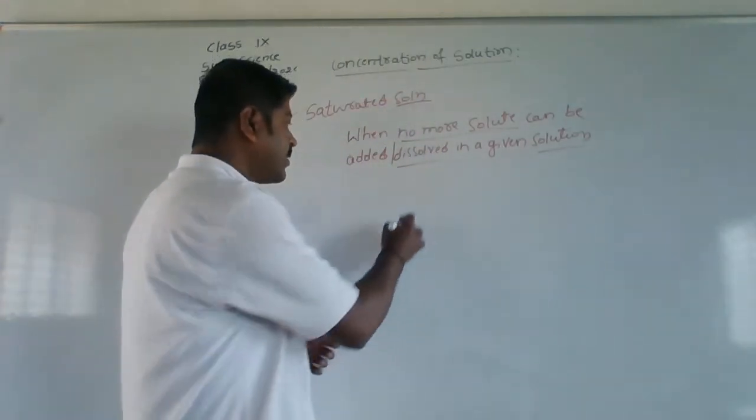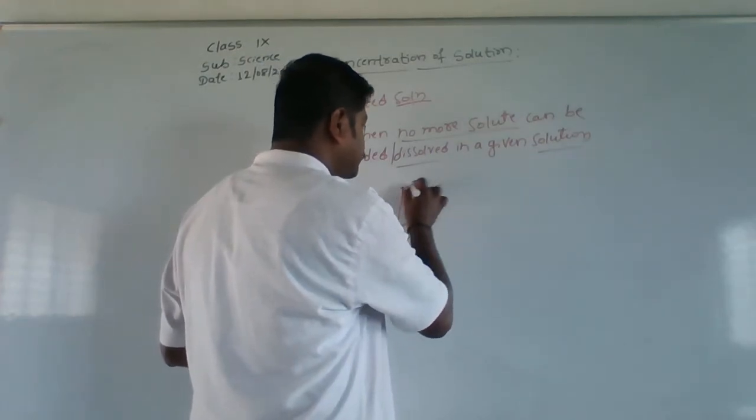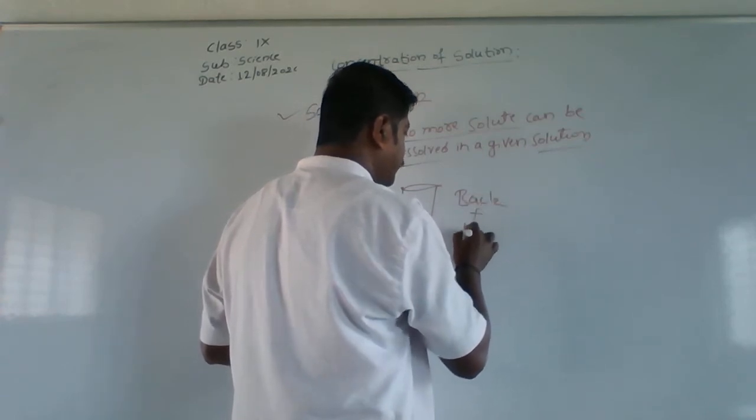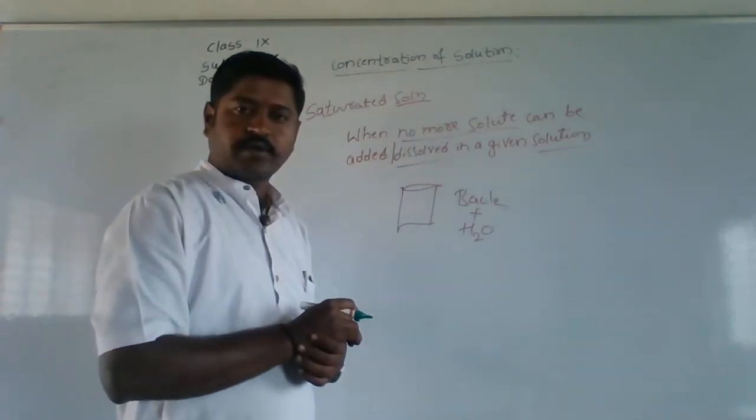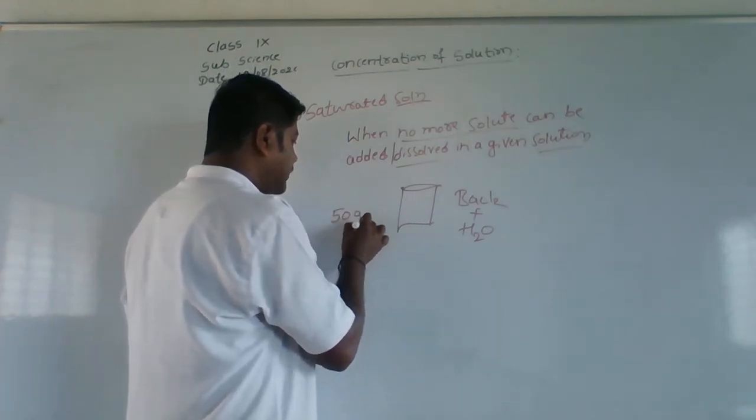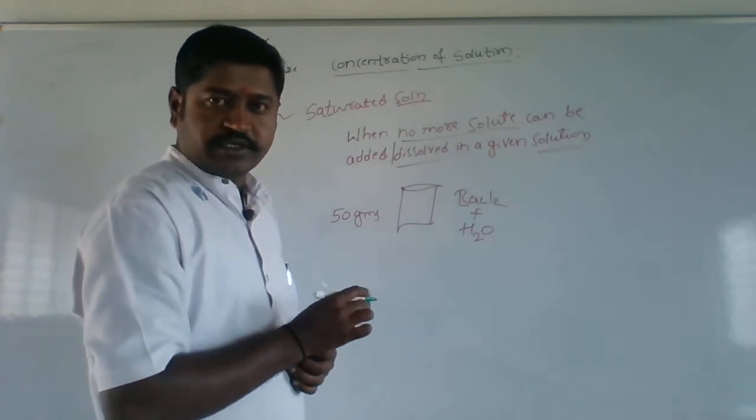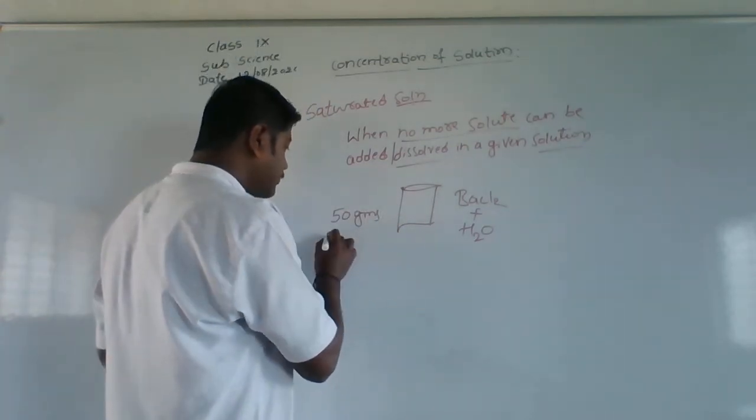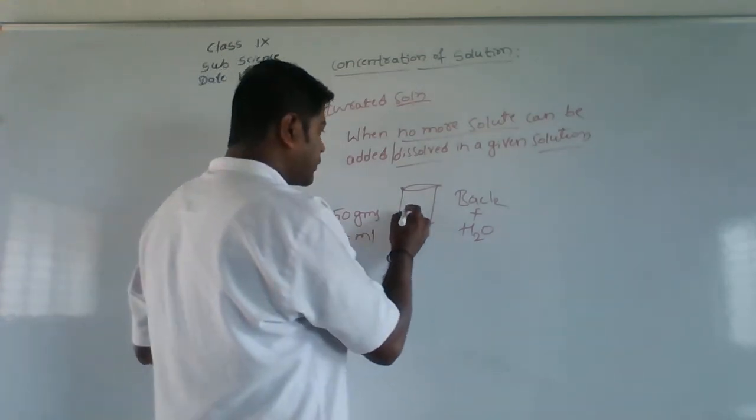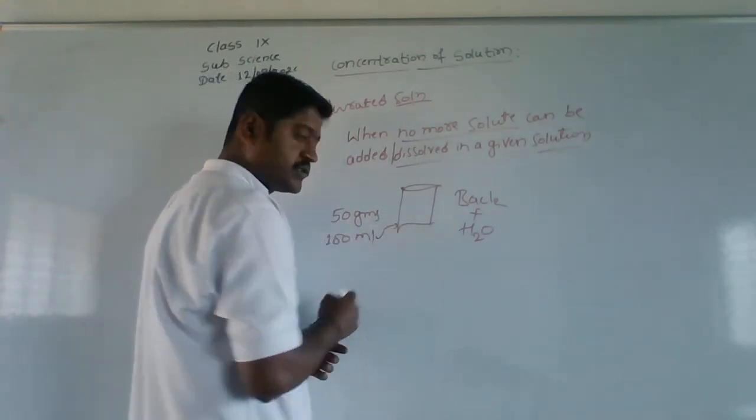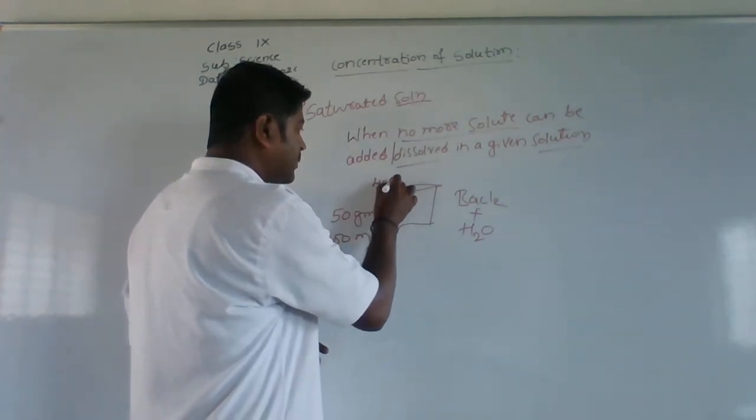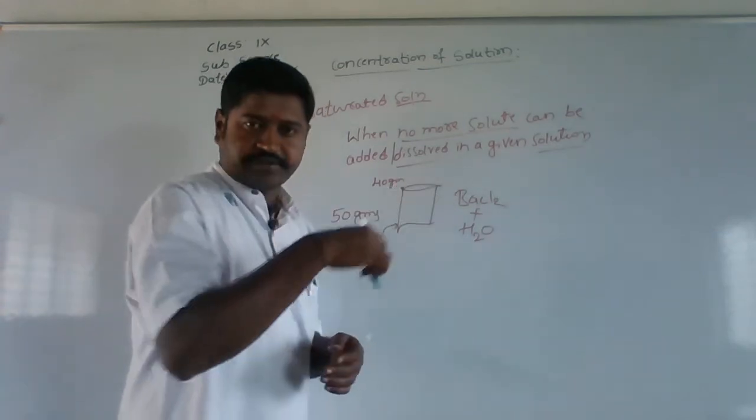Similarly, if this is a solution of say barium chloride and water, assume that 50 grams is going to dissolve in 100 ml of water, right? So think that there is 100 ml of water in this, and initially you have added 40 grams to this and you keep stirring it.